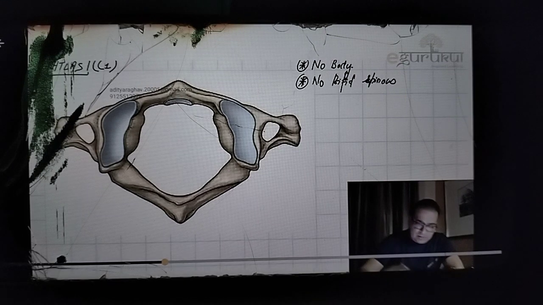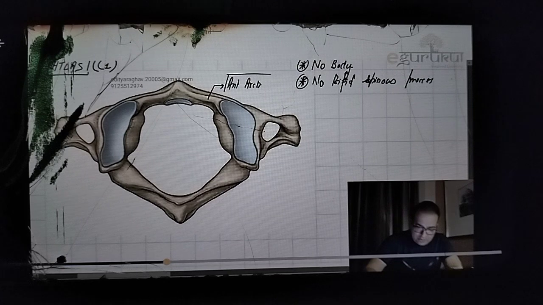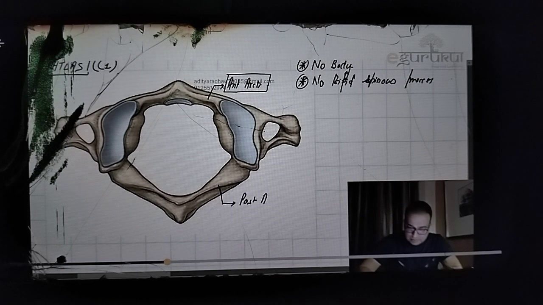As a matter of fact, there is no spinous process as such. We just have a tubercle on the back. So what is there then? There is no body, there is an arch. We have a small arch which is called the anterior arch of the atlas. So we don't have a body in the first cervical vertebra, and this larger arch here is called the posterior arch of the atlas.